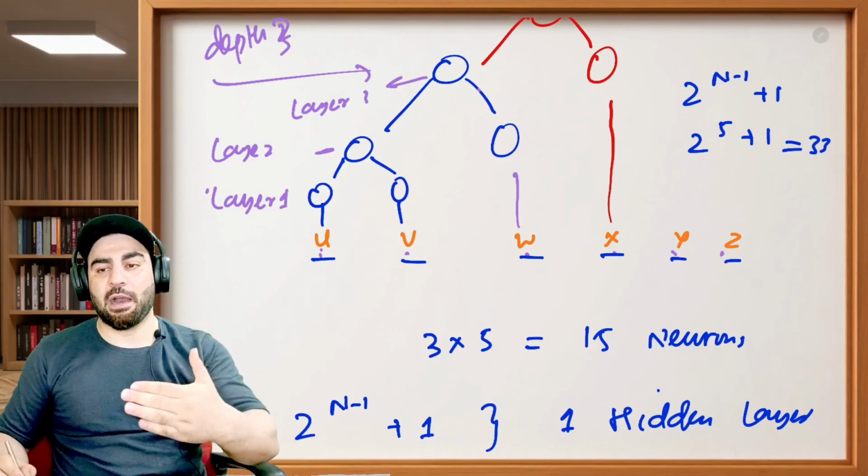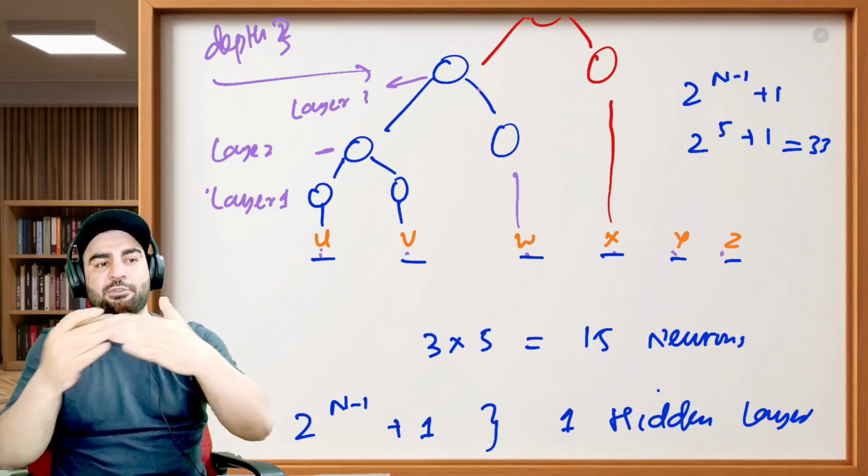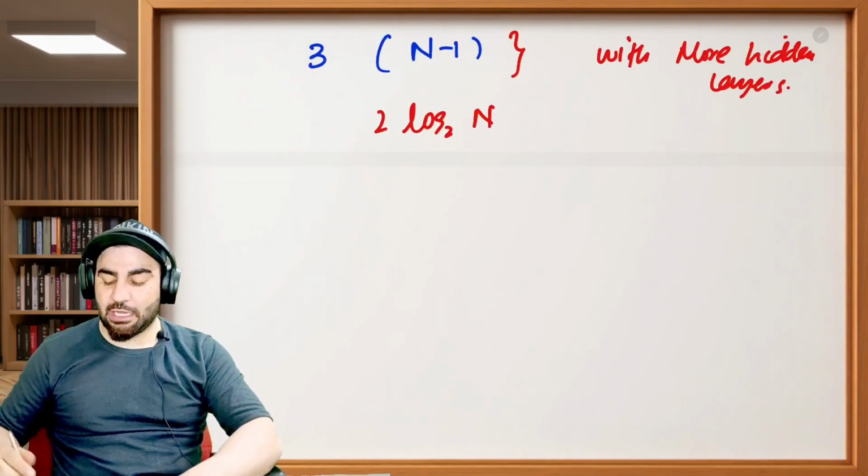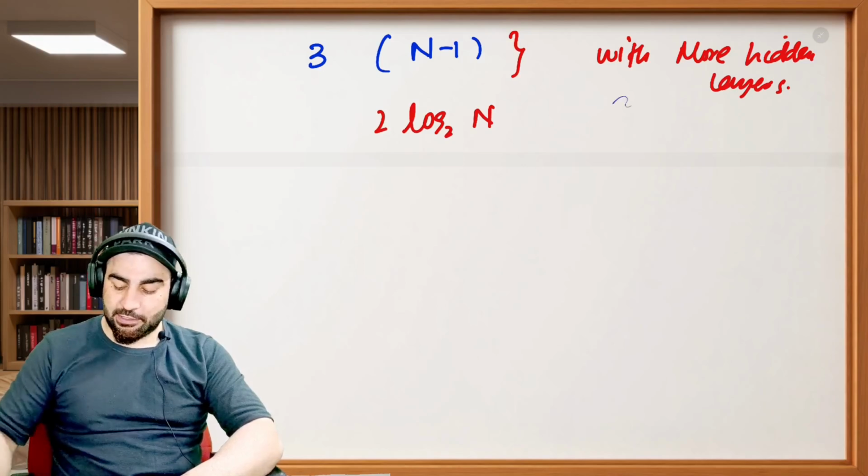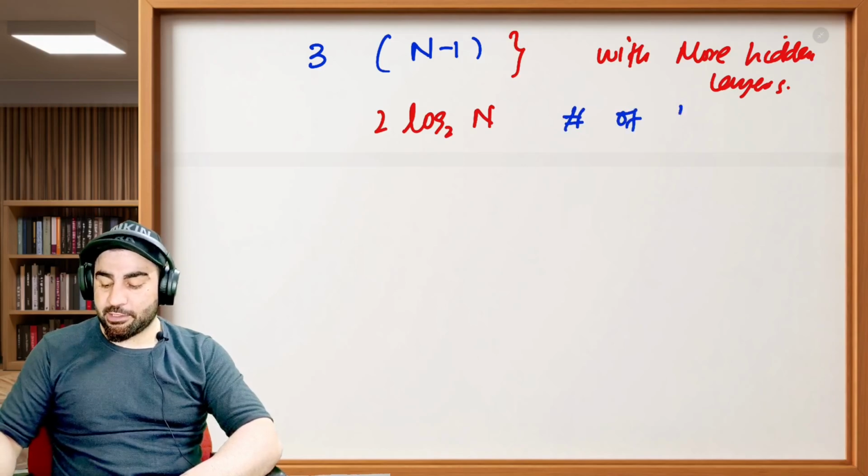So after each reduction we are increasing 2 layers. That's why log n layers, but 2 times this log n. So this is the number of layers.